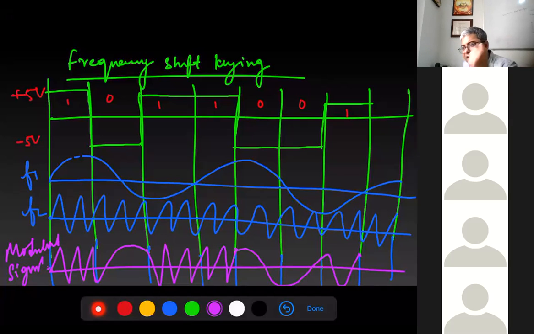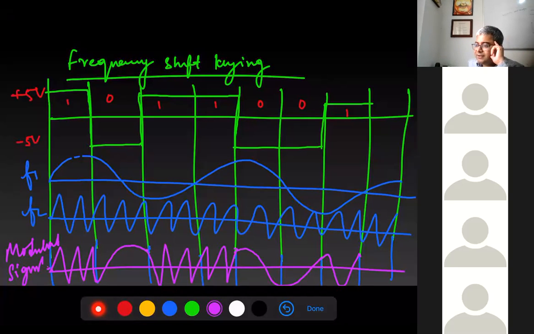Now, at the receiver end, whenever I find that for one time period the high frequency is coming and for another time period the low frequency is coming, what should I understand? The high frequency is my digital bit 1 and the low frequency is my digital bit 0.